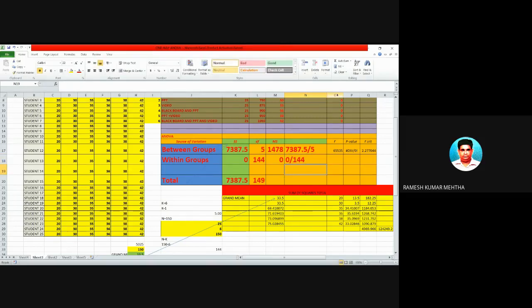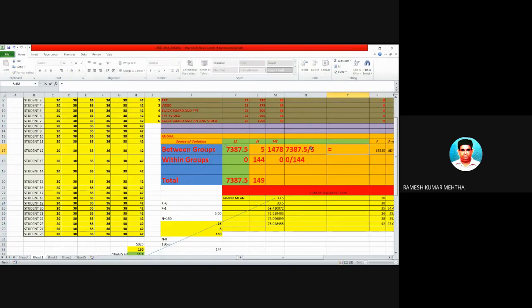So let's calculate it. So between groups, MS is equal to 7387.5 by degree of freedom between groups. So you remember 1478, you got this. Hope you understood it. Now let's talk about MS within groups, which is equal to 0 by 144. So hope this part is also clear.